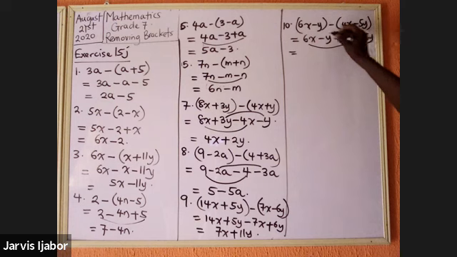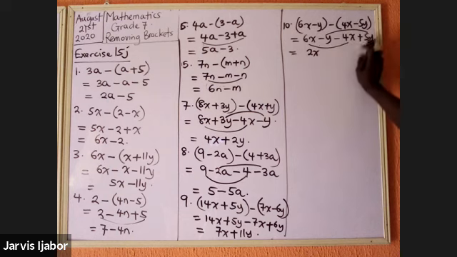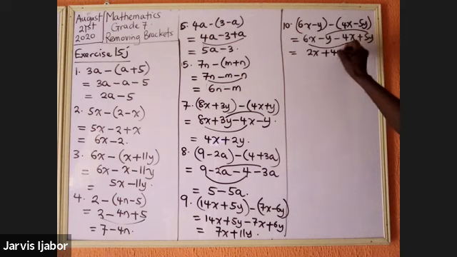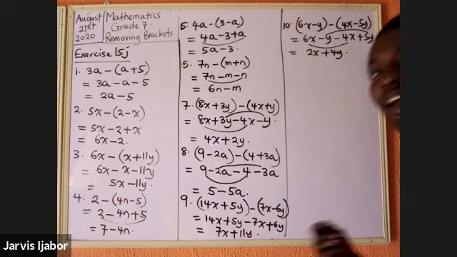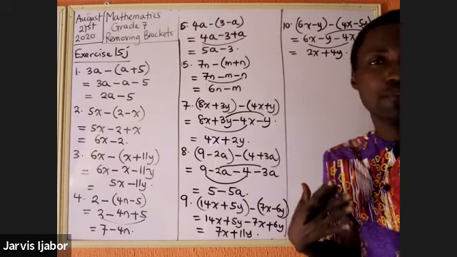This to this, this to this. So this will be what? 6 minus 4, which will give me 2x. And this will be 5 minus 1. And that will be what? Plus 4y.